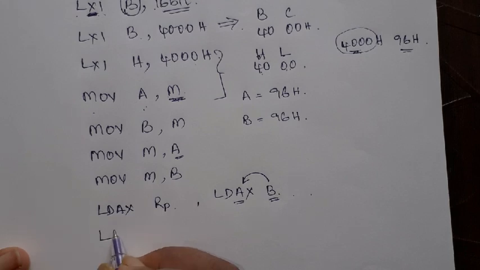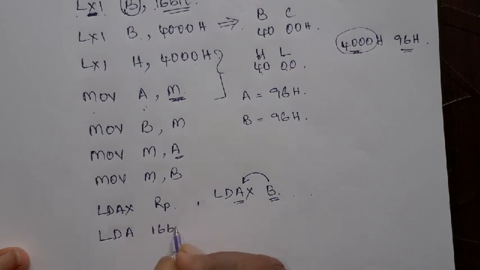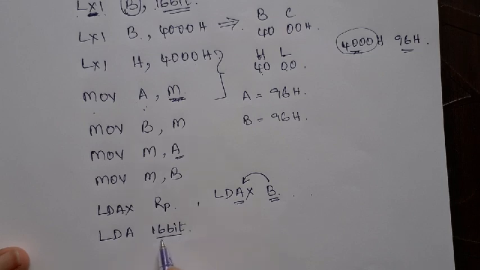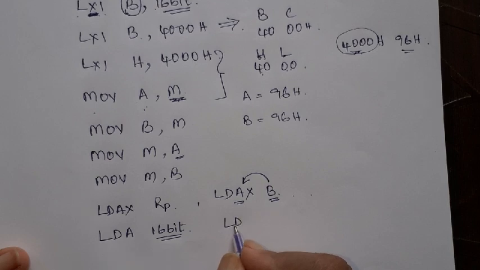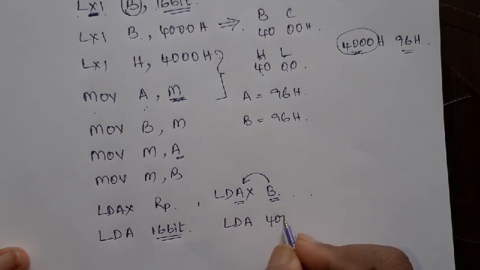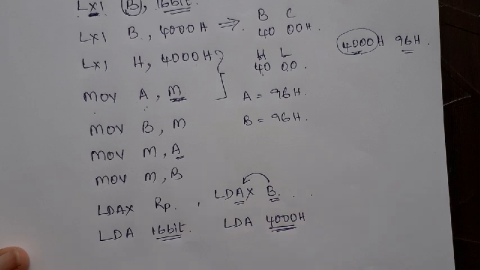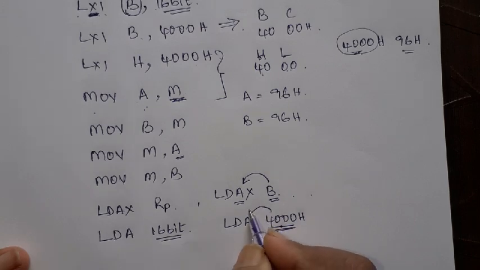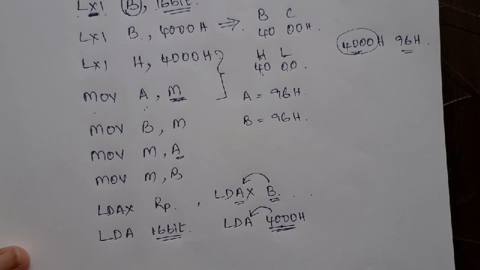Then we have immediate addressing also in this case. Load accumulator with 16-bit. That means in this instruction, I'll give the address of the memory location in the instruction itself. If I say LDA 4000H, what is this? This is the address. So from this address location, the data present in this address location is loaded to accumulator.